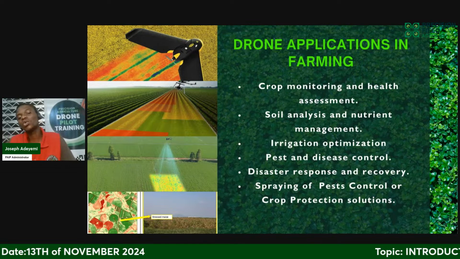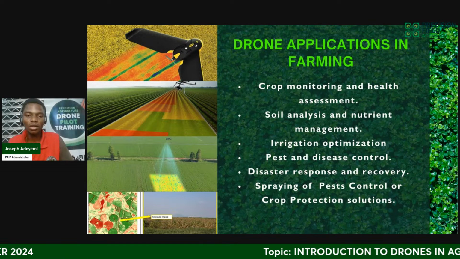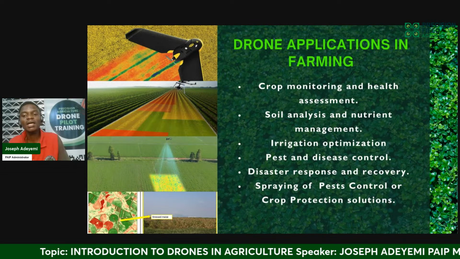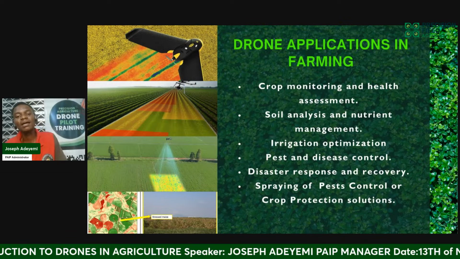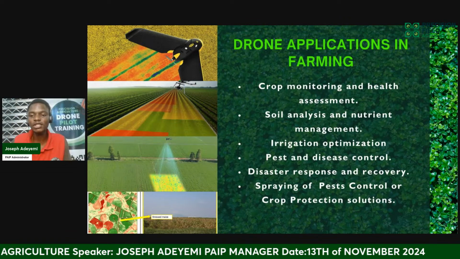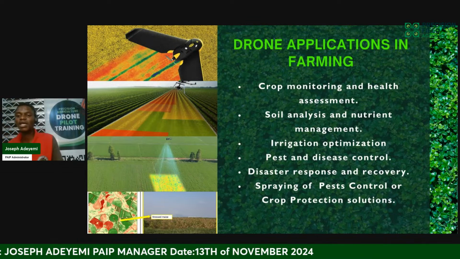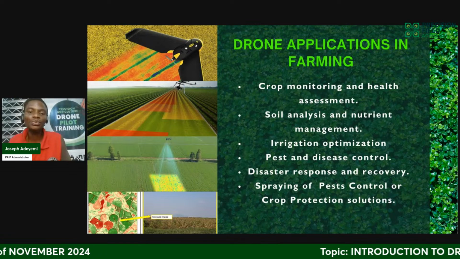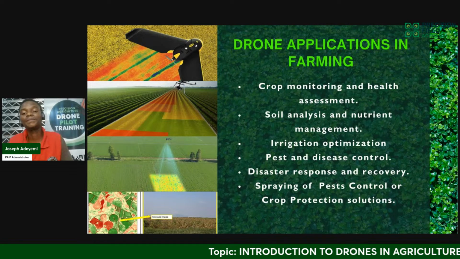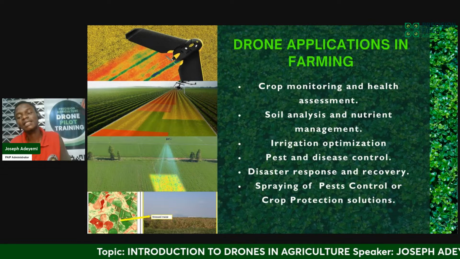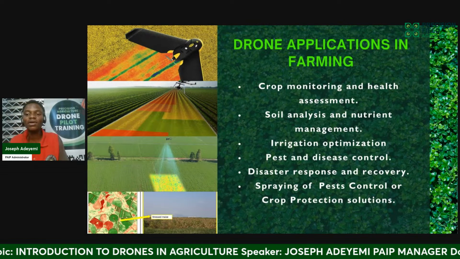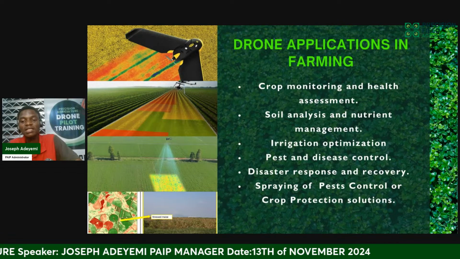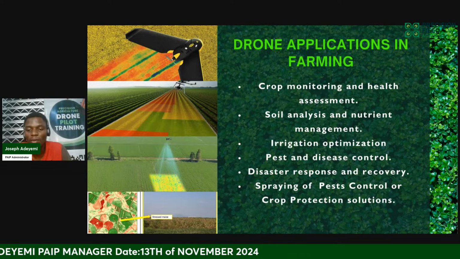So a multispectral drone can really help you to detect a whole lot of things regarding the effect of pests through the plant response, the plant stress, the pest, even disease infestation, whether you have disease outbreak on the farm. The multispectral drone can really help you to detect this easily. And this will really aid you to take effective approach that can help you counter this issue you have in crop production. So also drone application in farming, we could see spraying of pest control or crop protection solution.